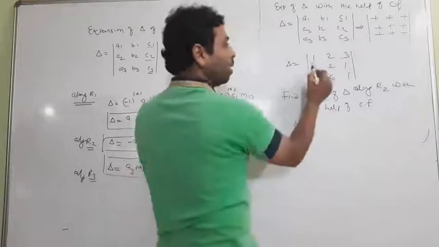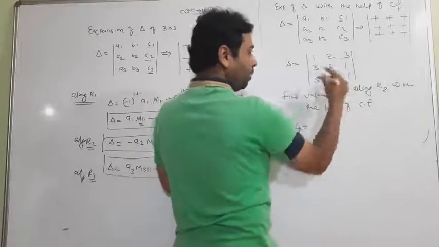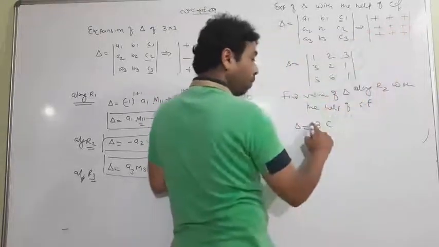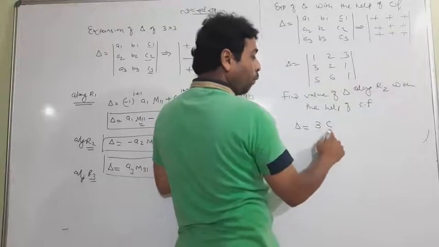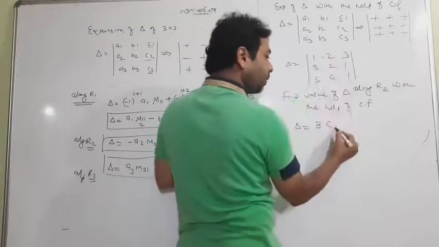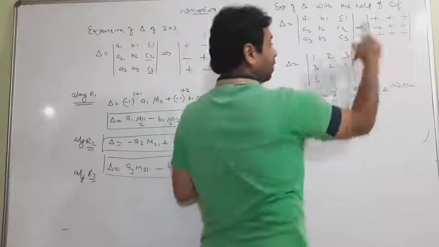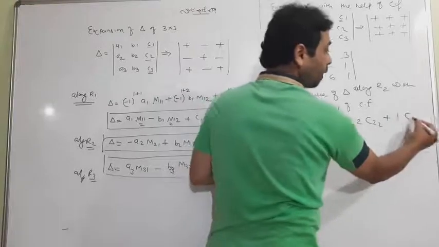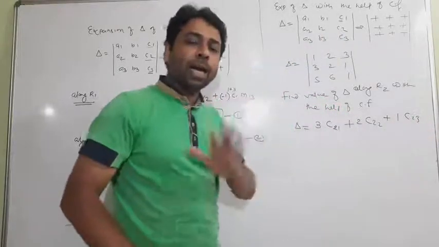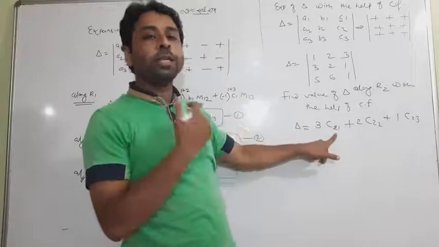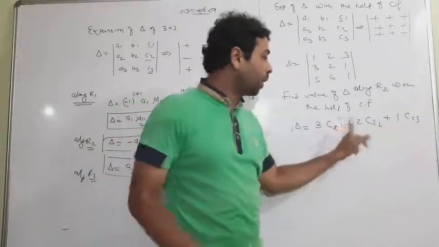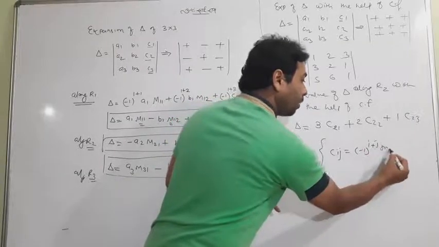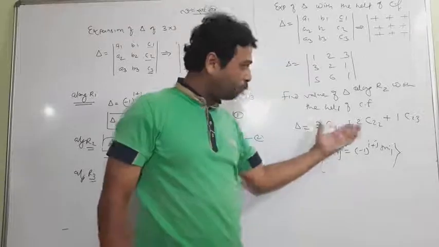So what says R2? 3 its cofactor, plus sign. Keep remembering, plus, plus, plus, plus. 3 its cofactor, what's the cofactor? Second one. Plus, because it is plus. 2 its cofactor. And plus 1 its cofactor. Further I am not telling you, because you know how to find C21, C22, C23. What's our formula? Cij equals minus 1 to the power i plus j times Mij. So one by one you find all of them, then put in the values and get your answer.